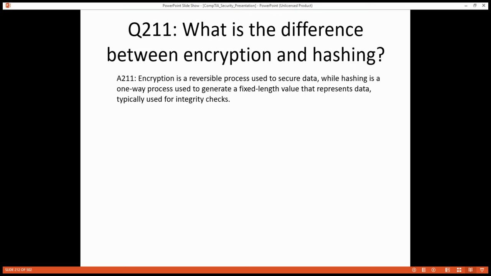Q211. What is the difference between encryption and hashing? A211. Encryption is a reversible process used to secure data, while hashing is a one-way process used to generate a fixed length value that represents data, typically used for integrity checks.